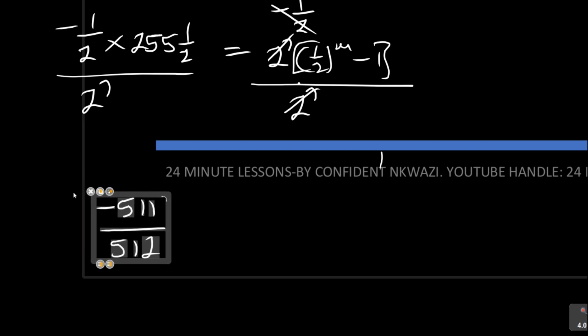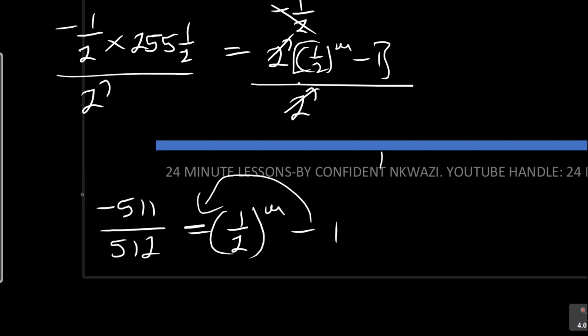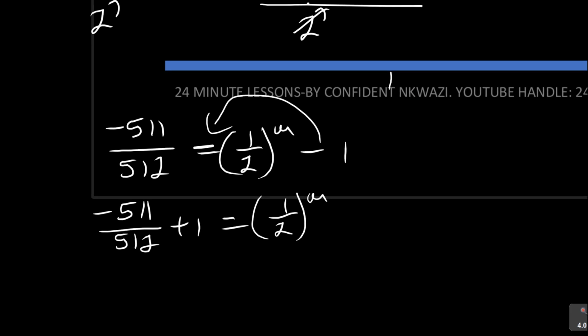Now, take it here is equal to 1 over 2 to the power m minus 1. Then 1 joins that side. It becomes minus 511 over 512 plus 1, which is equal to 1 over 2 to the power m. Are you with me there? So then take a calculator and add that and see what it gives.